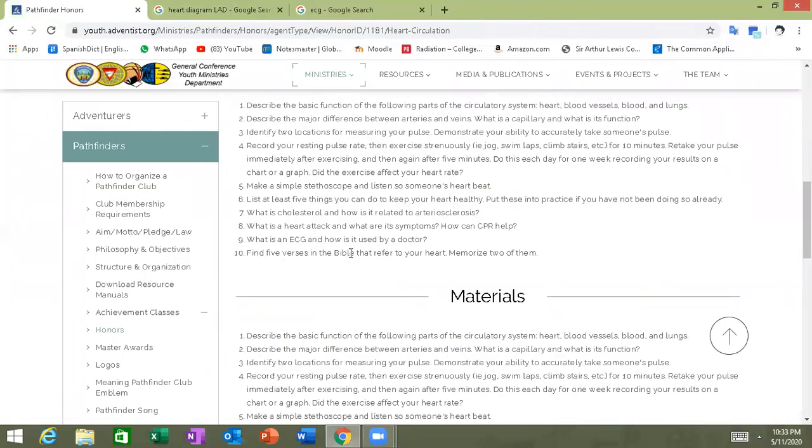So anyway, number 10: find 5 verses in the Bible that refer to your heart and memorize 2 of them. That is a personal activity.